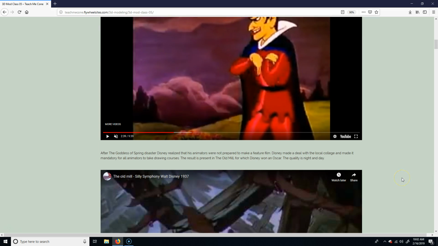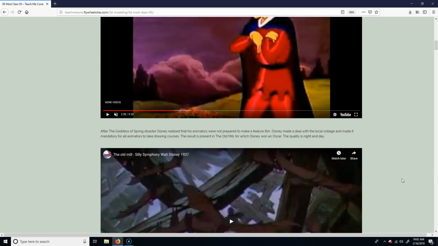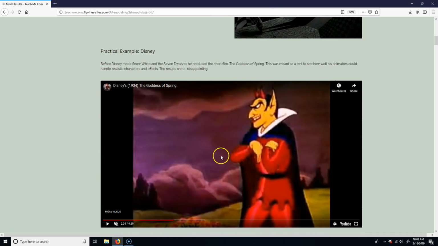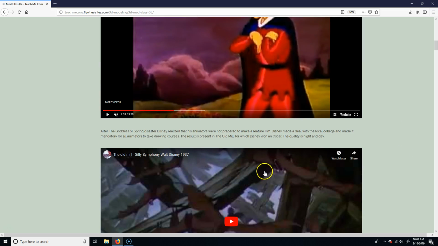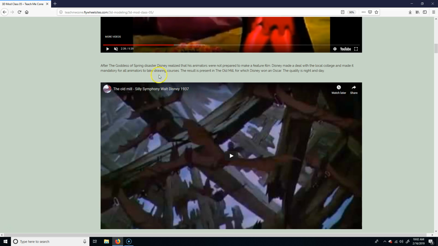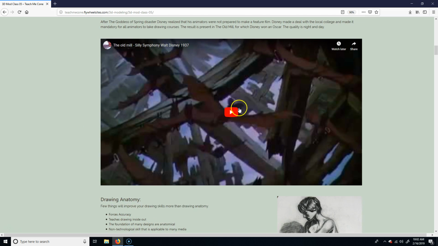So what he ended up doing is that he forced his animators to take mandatory drawing courses from a local college after work. He made a deal with them, got a good deal, but he forced them to do this. And this I think was in 1934. And then this was in 1937. So this is just 3 years later.